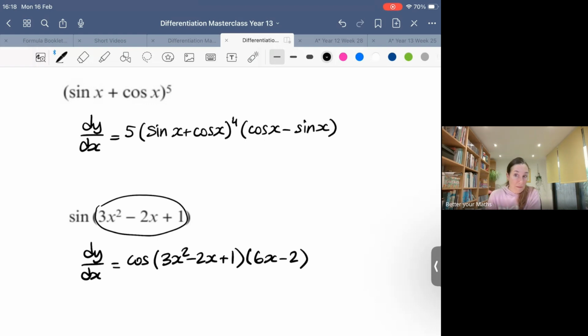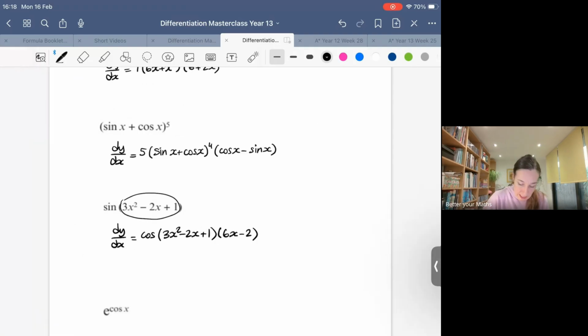If that makes sense. Is it clear, everyone? That's the chain rule. It's a bit confusing at the beginning, but you can use it every time you have a function of a function or a function to a power and you don't know what else to do.